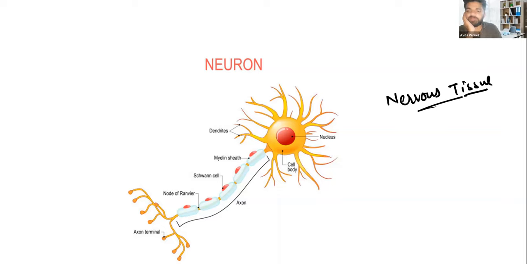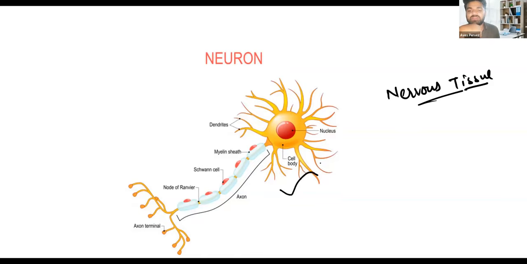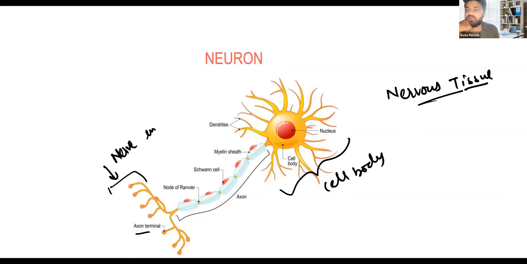Done. Okay. So let's talk about this nervous system, about this tissue. You know that this nervous tissue consists of three parts. The first part is called the cell body. This portion is called the axon, and this portion is called the synaptic terminus or nerve ending.